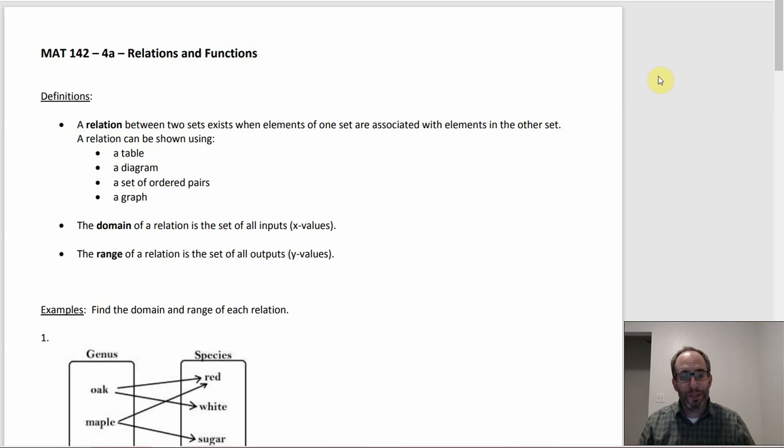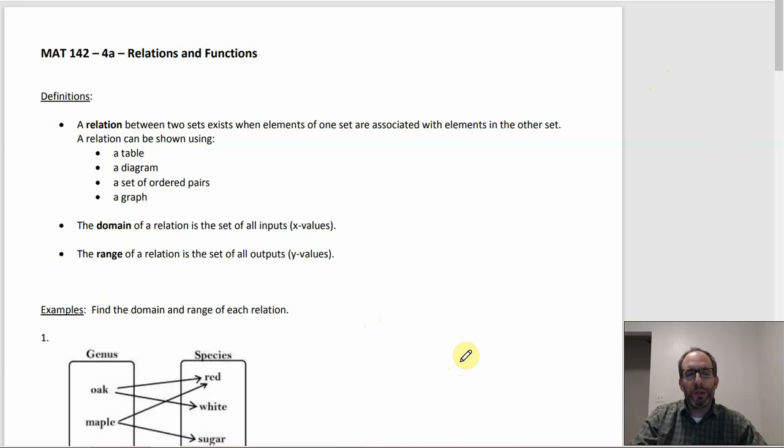Well, it's basically where you have two sets, where you associate elements in one set with elements in the other. And you can do it a bunch of different ways. You can kind of see the diagram peeking out for number one at the bottom there. You can do it that way. You can do it with a table. You can do it with ordered pairs. You can do it with a graph. So there are a bunch of different ways that you can do this.